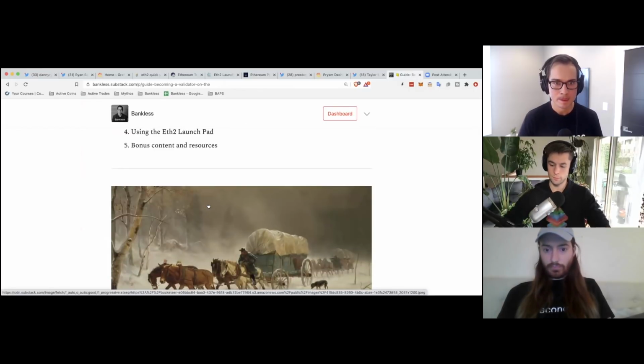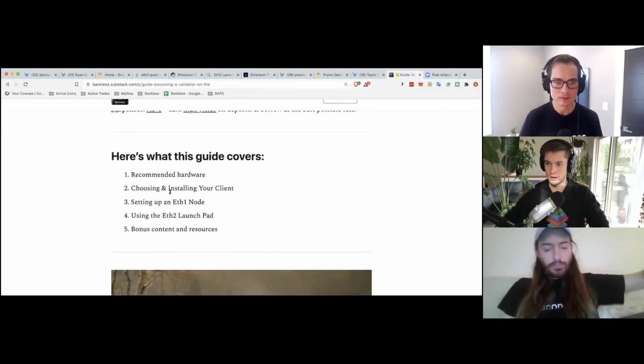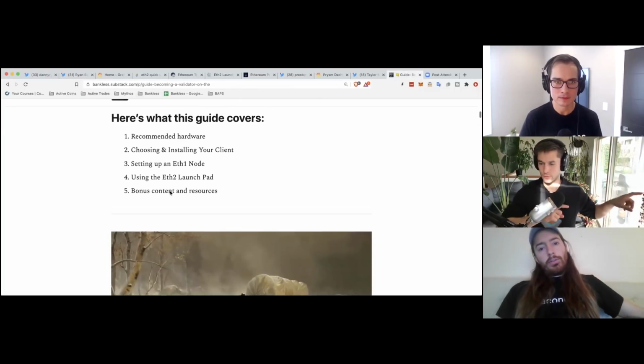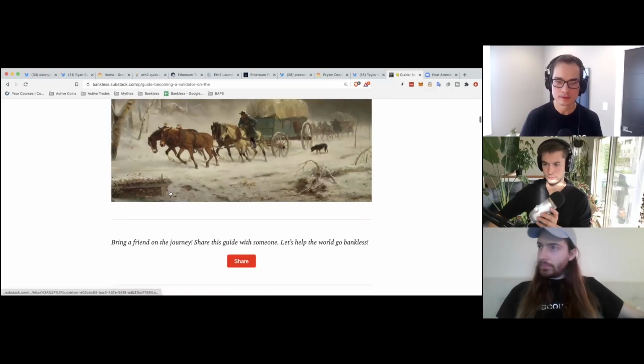Okay, so we send 32 Ether to the deposit contract and we're ready to run our validator. How do we connect the fact that we sent 32 Ether on Ethereum 1 to our Ethereum 2 validator? How do those things get bridged?